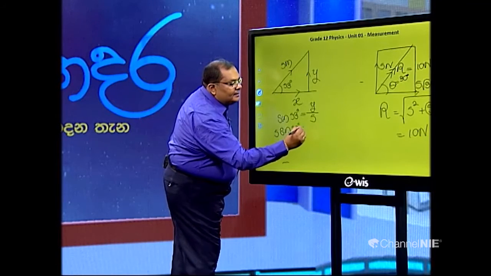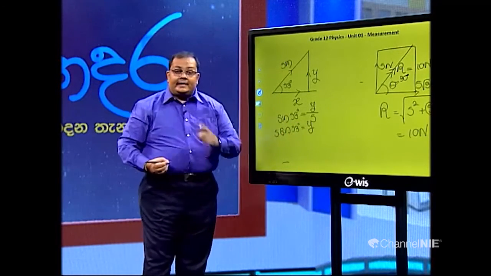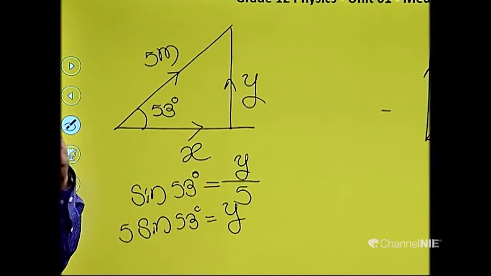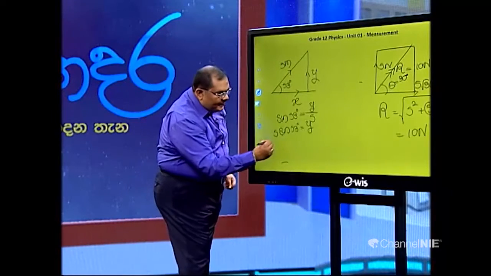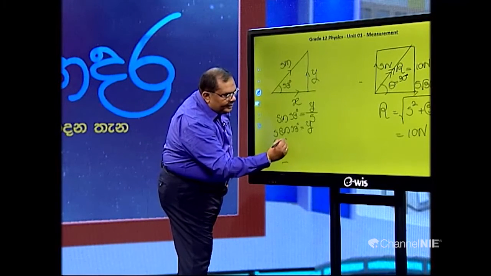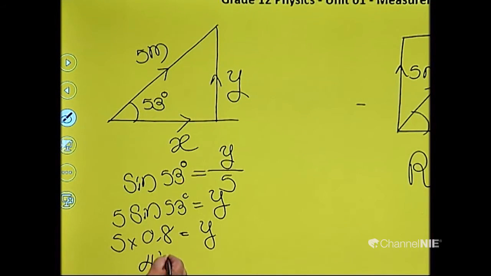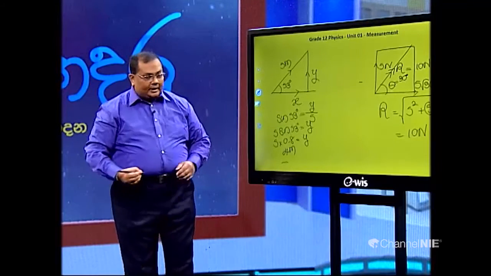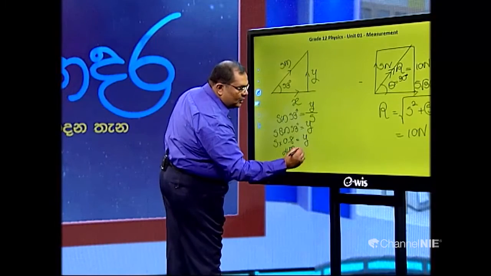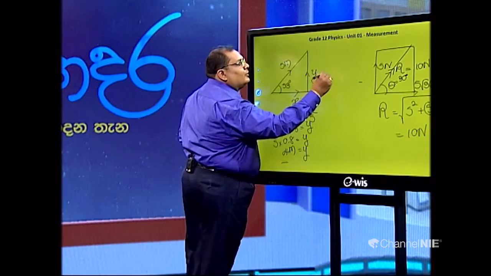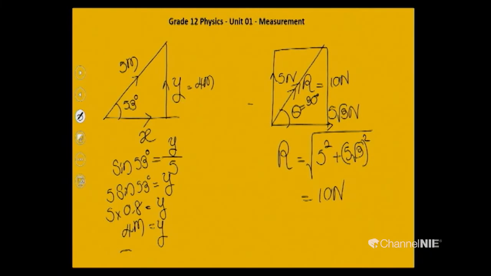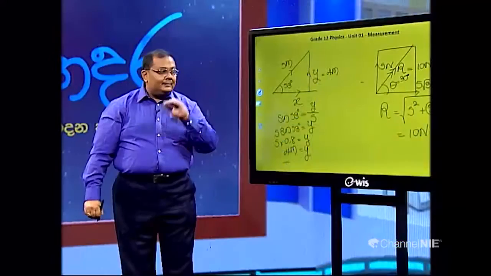From the sin table you can find sin 53. You will see sin 53 is approximately 0.8. Therefore, the answer is 5 into 0.8, which is 4 meters. Then we found the vertical component. How much is that? The y component we found is 4 meters. It is known as the y component, the vertical component.